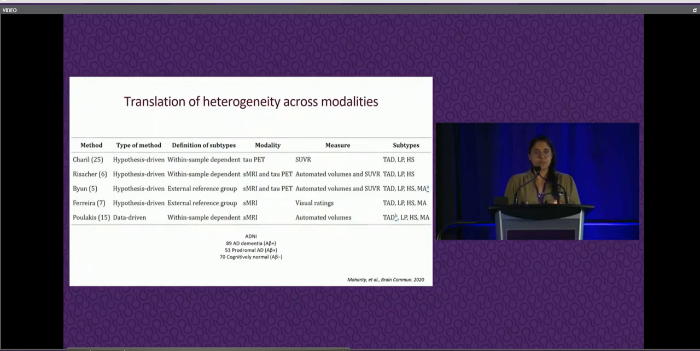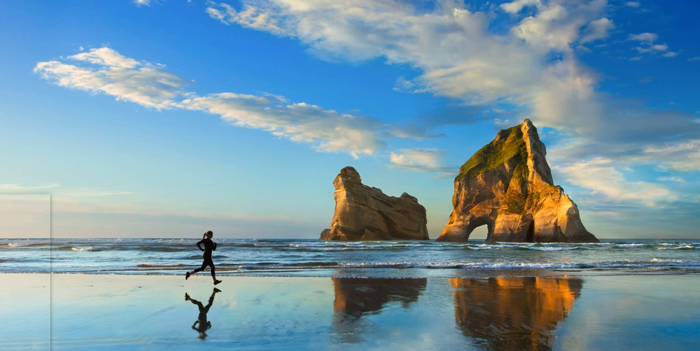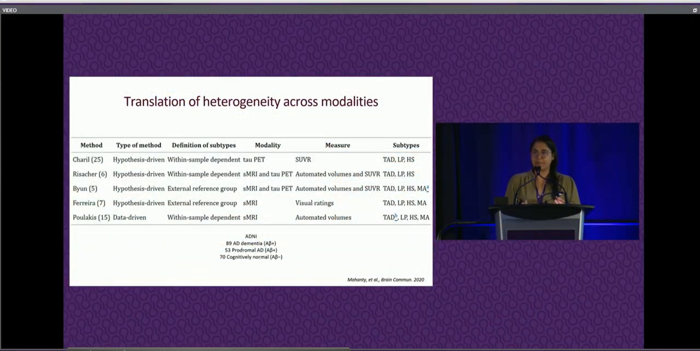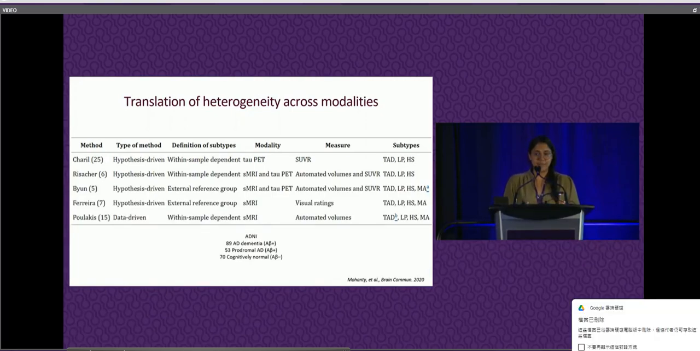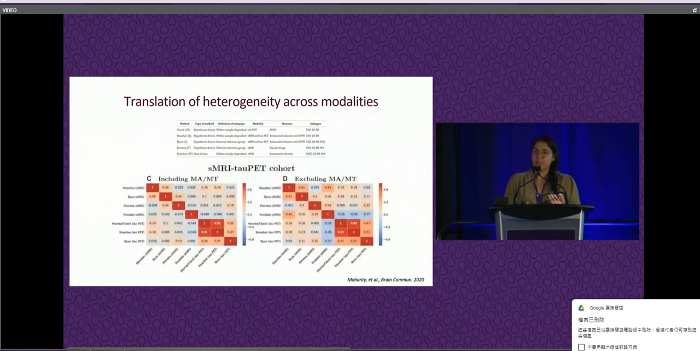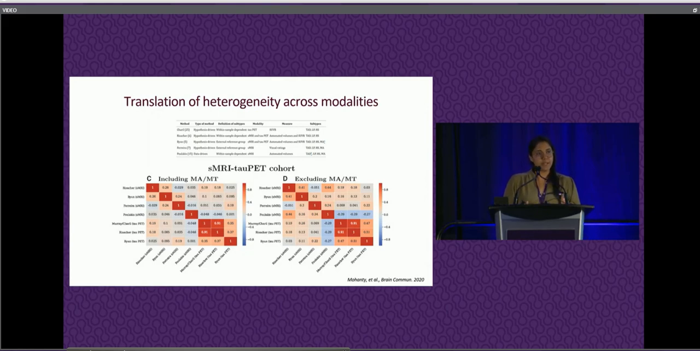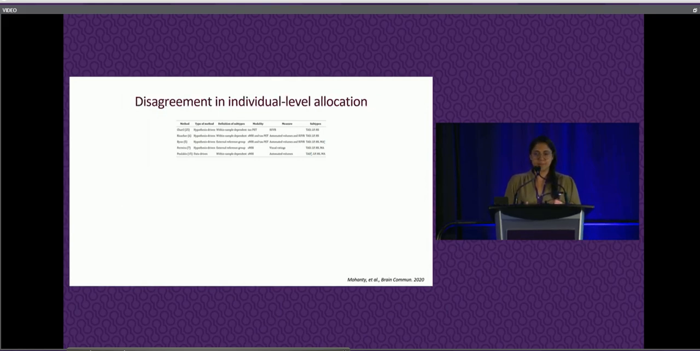Further, what we wanted to do is apply a number of different subtyping methods on the same set of individuals to see how the different subtyping methods compare. And to do this, we've looked at hypothesis-driven methods, data-driven methods, some based on automated whole brain volumes or measures, and some based on visual ratings that are more clinically relevant. What we see is that when we compare, along the horizontal and the vertical, the different subtyping methods, the Cohen's kappa values are relatively low, suggesting that there is a lot of disagreement between different subtyping methods.